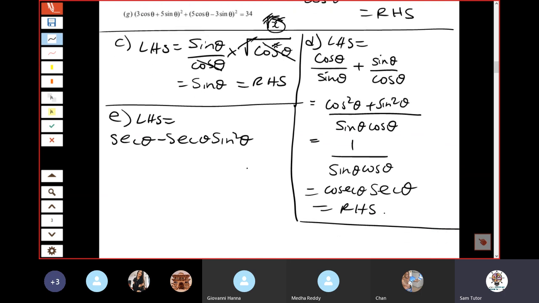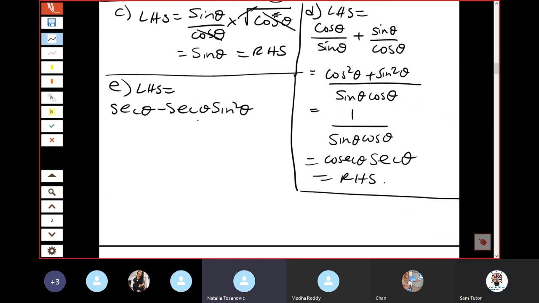All right, what are you going to do? You change the sec theta to 1 over cos theta. No, not yet. The reason why I wouldn't convert it straight away is because you would have to write it twice, but there's a better technique. When you see two things that are the same, what are you allowed to do? You can just cancel them out. No, not cancel. Cancel only if it's numerator and denominator. We're going to factorize this out.